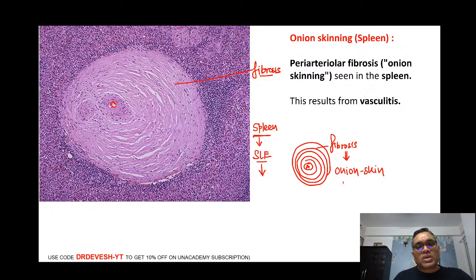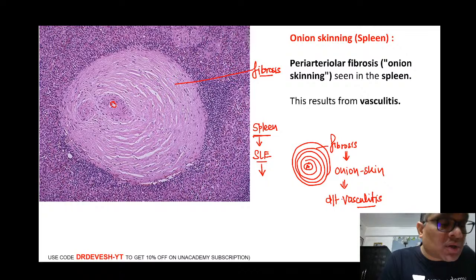And remember, why is this onion skin? Because of the inflammation, right? Inflammation of what? Inflammation of the arteriole. So what are we going to call that? That is called vasculitis. So onion skin is due to the vasculitis. So now I understood this onion skinning is because of vasculitis.